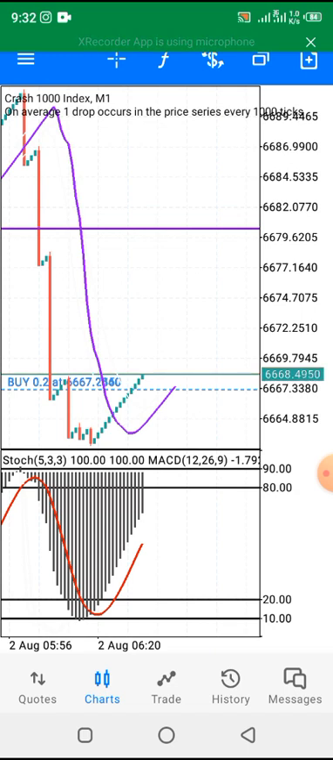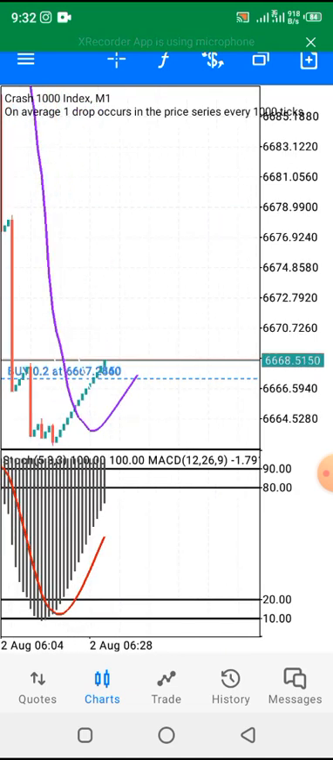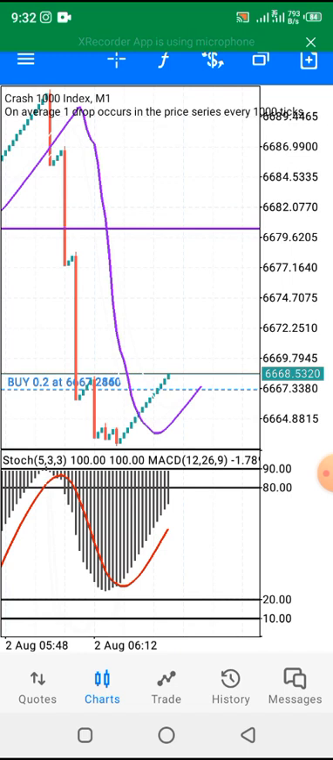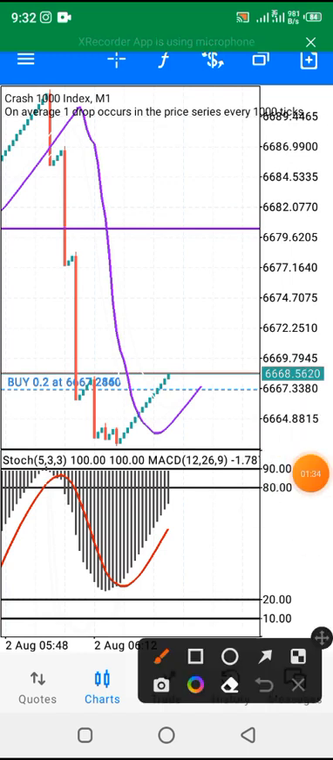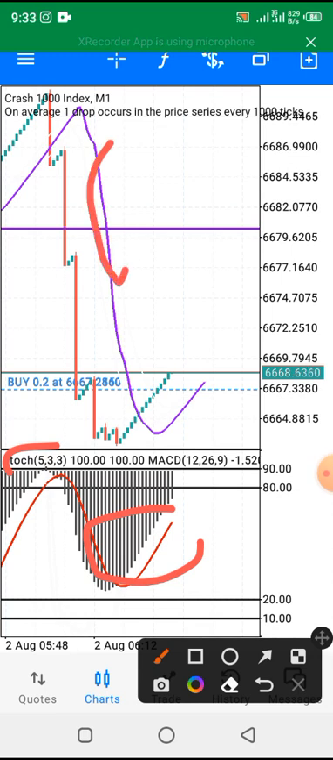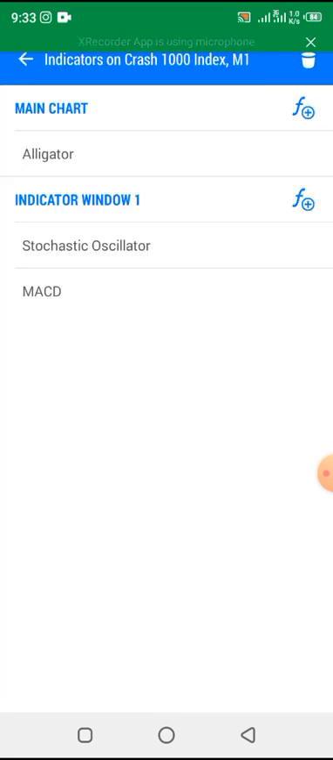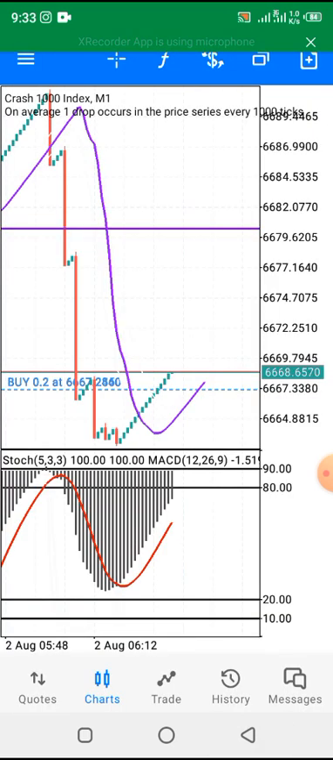So let me just head straight and start with the strategy. As you can see here, this strategy only requires 3 indicators, right? These are the indicators: the stochastic, the MACD, and also this, it's called the alligator, right? I'll give you the settings.